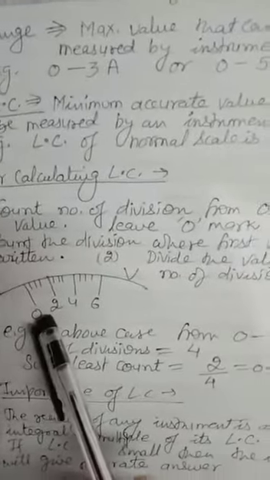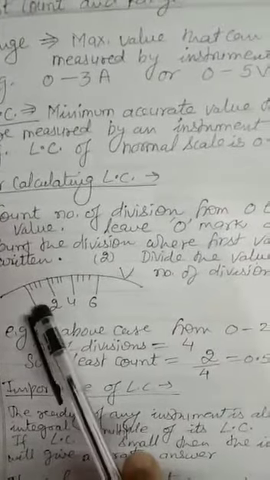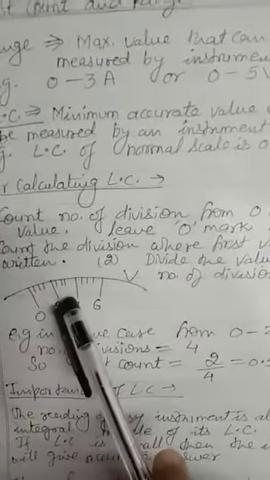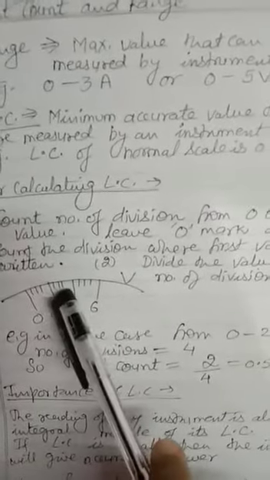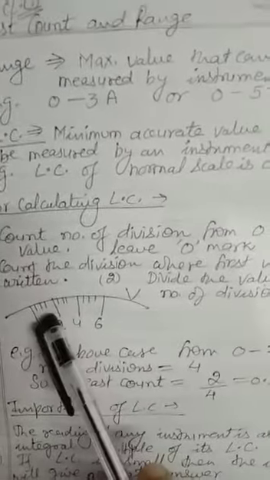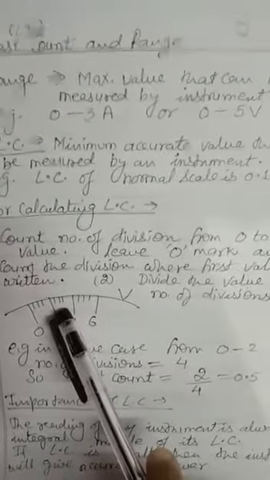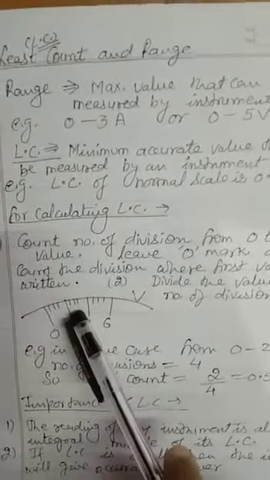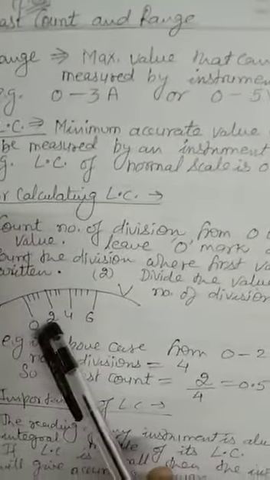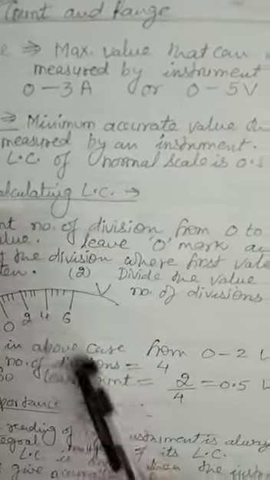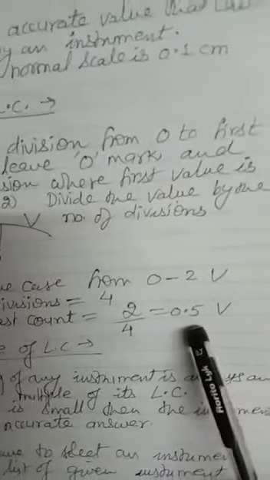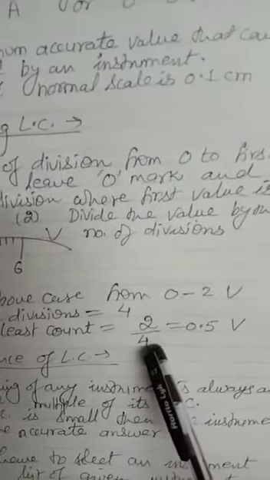First of all, see the value where the first value is 0, then the next value written is 2. Count the number of divisions from 0 to 2. Don't count the division at 0. So we are at 1, 2, 3, 4. Where the value is written, we have to count that division. By the simple unitary method, 4 divisions are 2 volt, so the least count will be 0.5 volt. That means divide the value by the number of divisions.